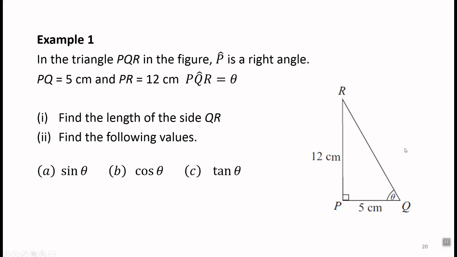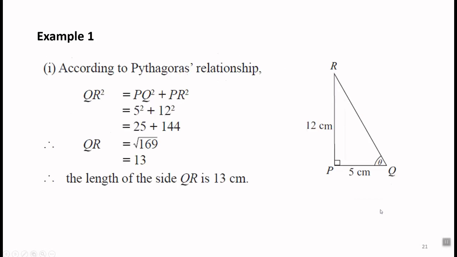We can use Pythagoras theorem to find the hypotenuse. According to Pythagoras theorem, QR squared equals PQ squared plus PR squared. PQ is 5 centimeters, PR is 12 centimeters, so it is the square root of 5 squared plus 12 squared. Then you can find QR, 13 centimeters.